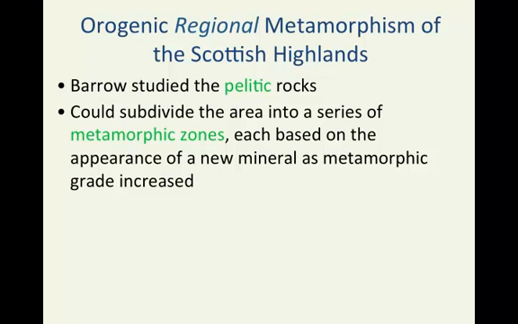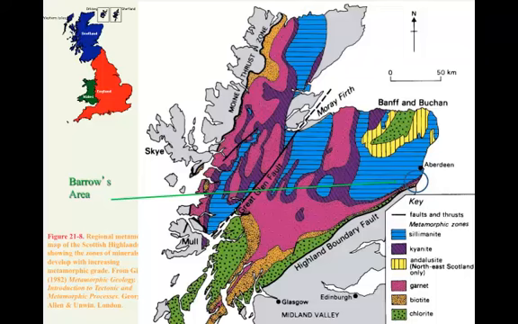So regional metamorphism was really first defined in the Scottish Highlands by Barrow, who studied pelitic rocks, and these are rocks that have a protolith that is clay-rich, like a shale. So there's a lot of potassium and aluminum in those rocks. And he subdivided the area into a series of metamorphic zones that was each based on the appearance of a new mineral as the metamorphic grade increased.